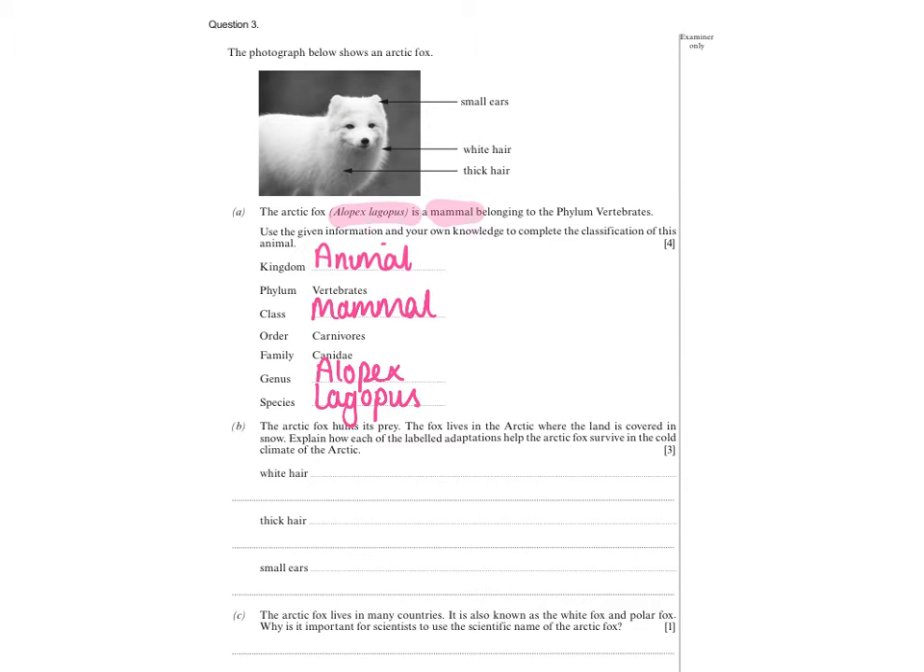The Arctic fox hunts its prey. The fox lives in the Arctic where the land is covered in snow. Explain how each of the labelled adaptations help the Arctic fox survive in the cold climate of the Arctic. So white hair keeps them warm.